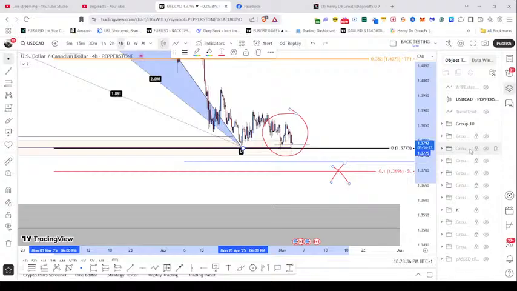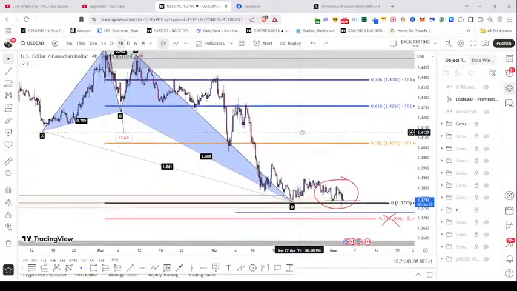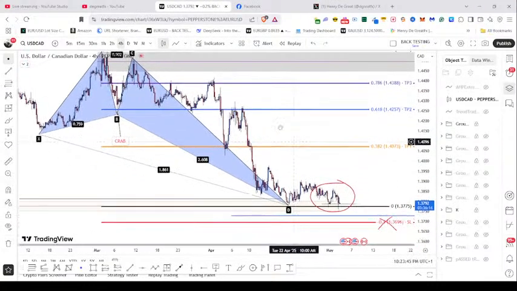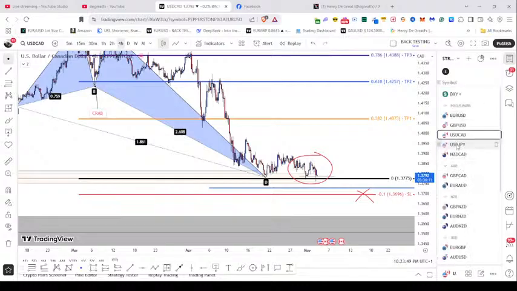So this is a very wonderful setup. It's a good one. It is valid. It is very, very valid. Okay, so that is that on USD CAD. So let's rush through other ones.